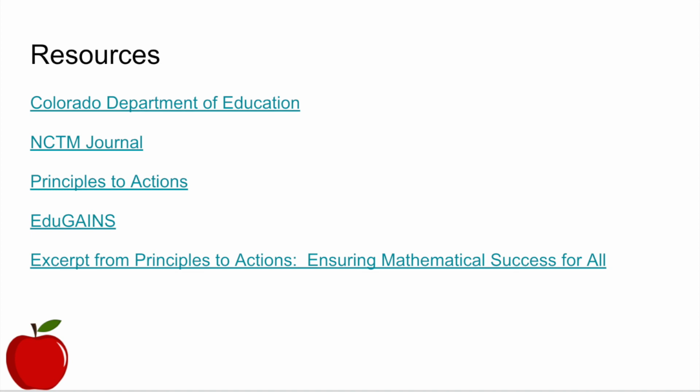Here's a couple of resources that you may want to use. The Principles to Action is definitely a great book to use, and if you can get that for your classroom, it would be a wonderful resource for you. I would definitely suggest looking into that. There's also an excerpt from the Principles to Action that you may want to look at on here, and it definitely talks about all the math teaching practices and the connections that it has to the standards for math practices.